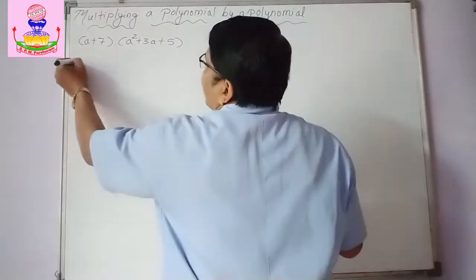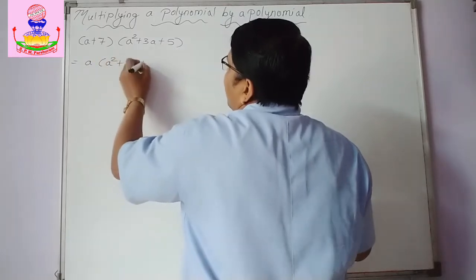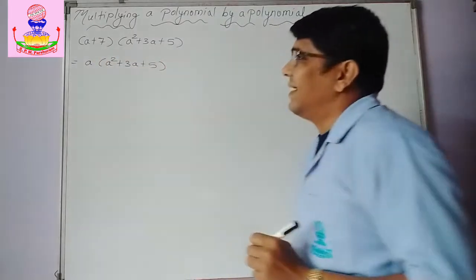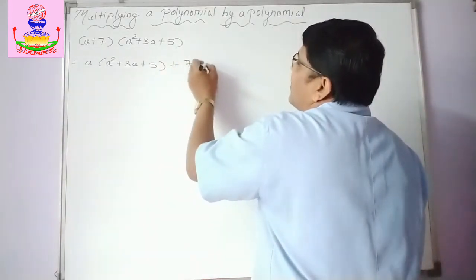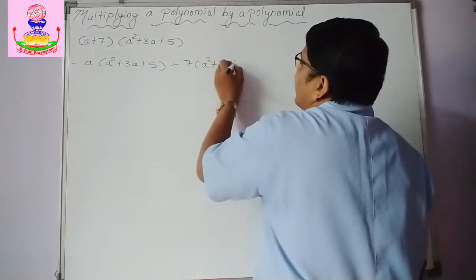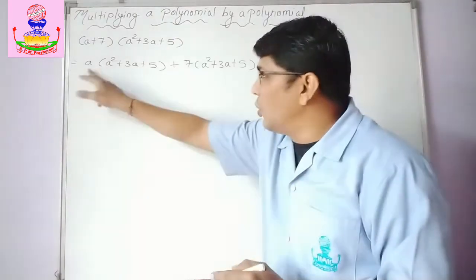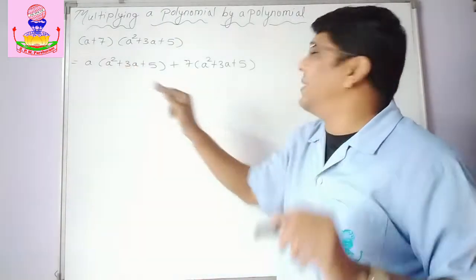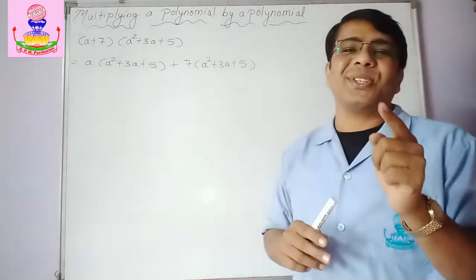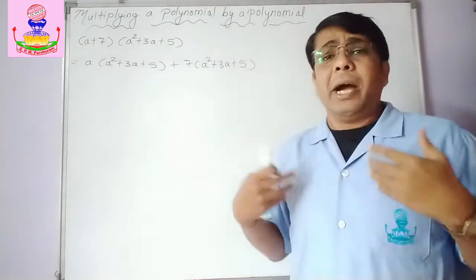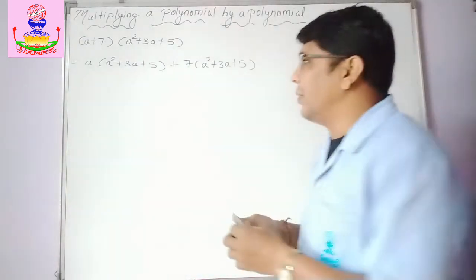Now, so A into bracket A square plus 3A plus 5 plus 7 into A square plus 3A plus 5. Now, what happens? This is monomial and this is trinomial. Monomial, trinomial. So what is it? Yes, multiplication of monomial by trinomial. And there we have studied it. We are expert in it now. So we can directly do it. See here.